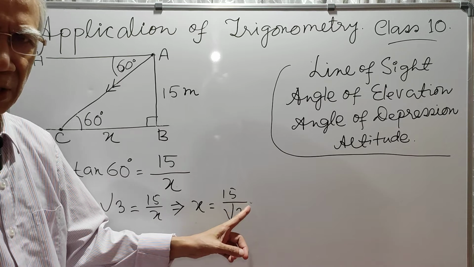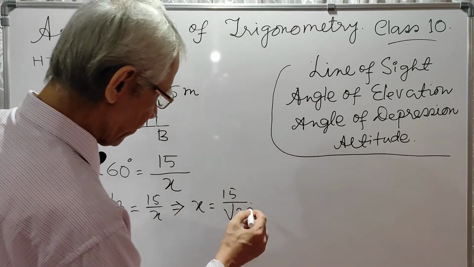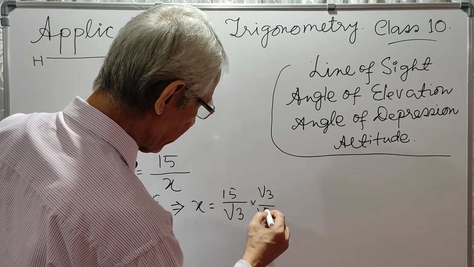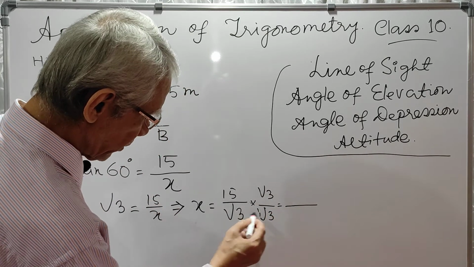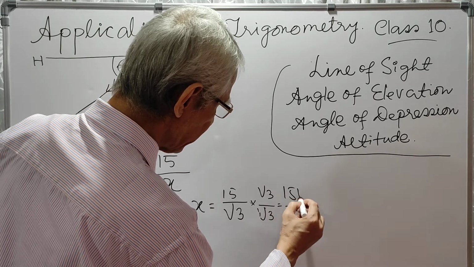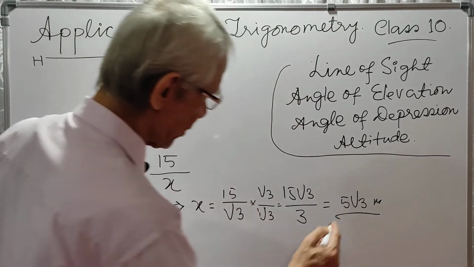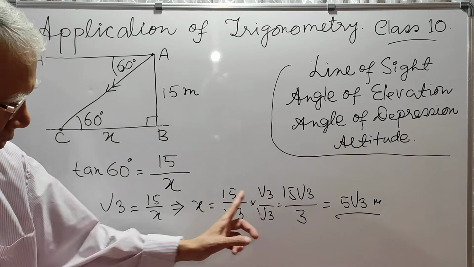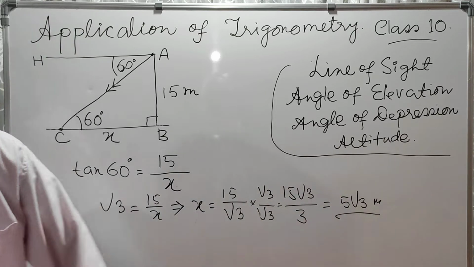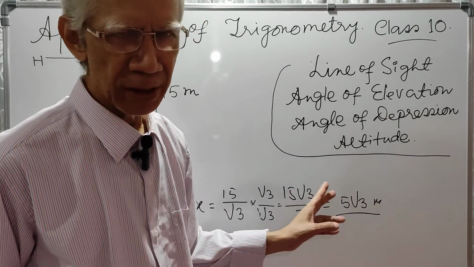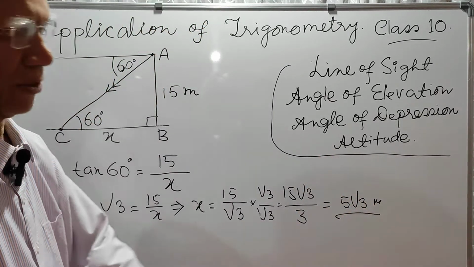But then like before, you have to rationalize the denominator. Multiply by root 3 to rationalize the denominator. So denominator will be 3, numerator will be 15 root 3. So finally you get 5 root 3 meter. This is the answer. 15 by 3 is 5. So 5 root 3 meter is the distance of the observer from the bottom or foot of the tower. Again, if the root 3 value is given as 1.732 in the question, put it and calculate. Otherwise, that is the answer.